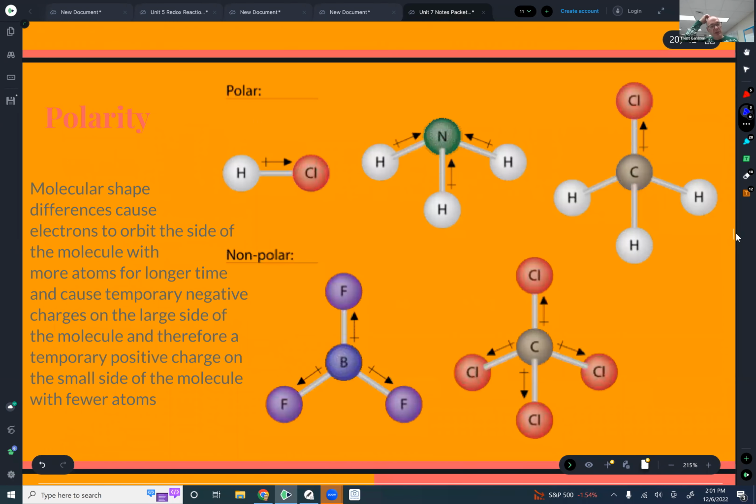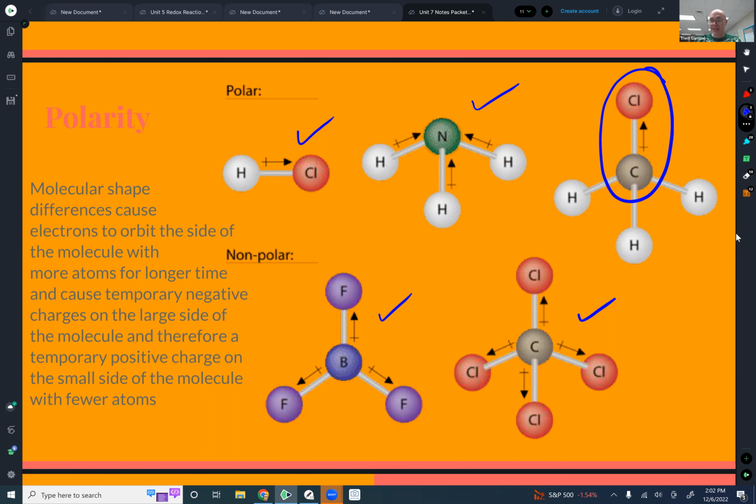So here is our summary for this topic. The polar molecules are linear, trigonal pyramid. The nonpolars are trigonal planar, tetrahedral, and then we should have over here a difference in size also. So polarity also can develop whenever we have a difference in sizes.